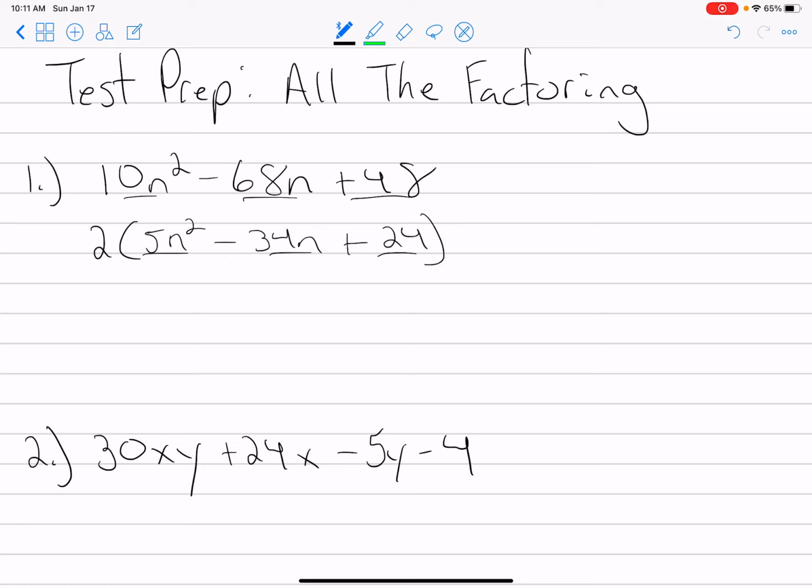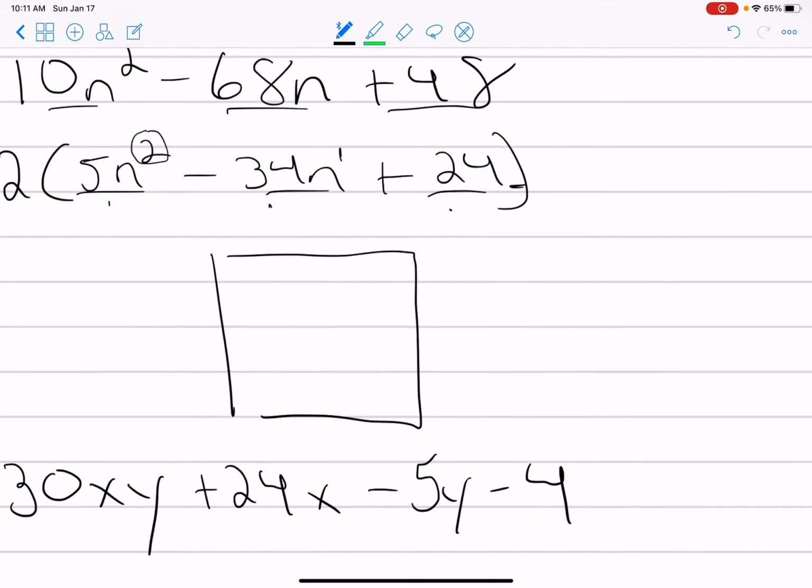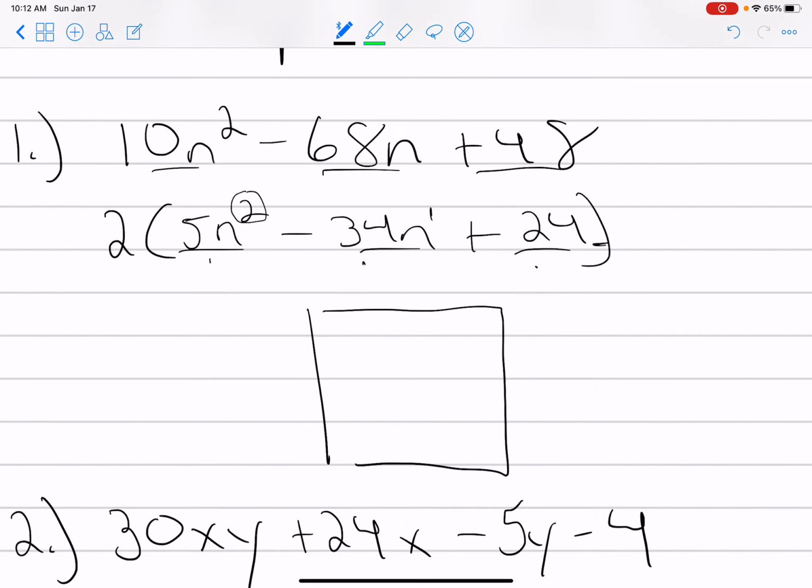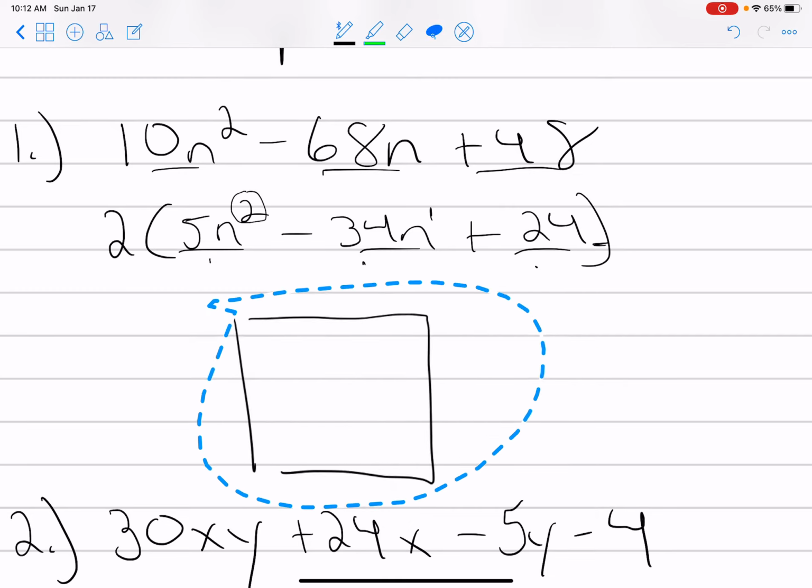Now, do I have 2 terms, 3 terms, or 4 terms? I see 1, 2, 3 terms, and it is a quadratic trinomial. Squared, into the first power, no n's at all. So I'm going to use that box method. Let me go here. Box method. Let me move this over just a little.